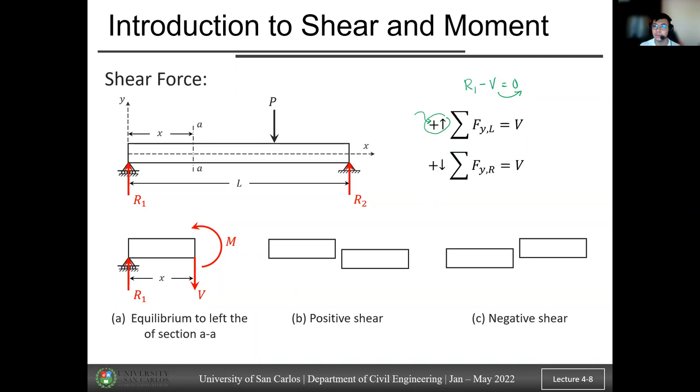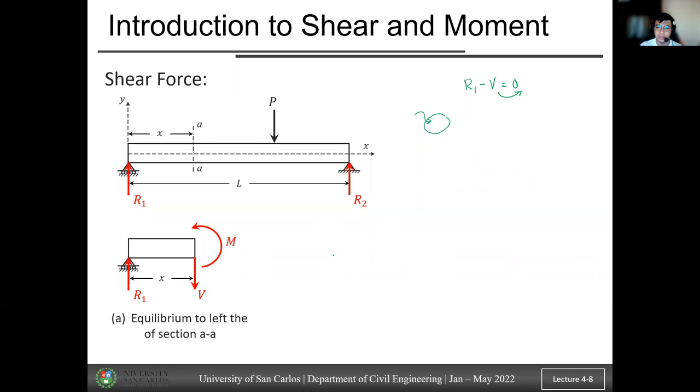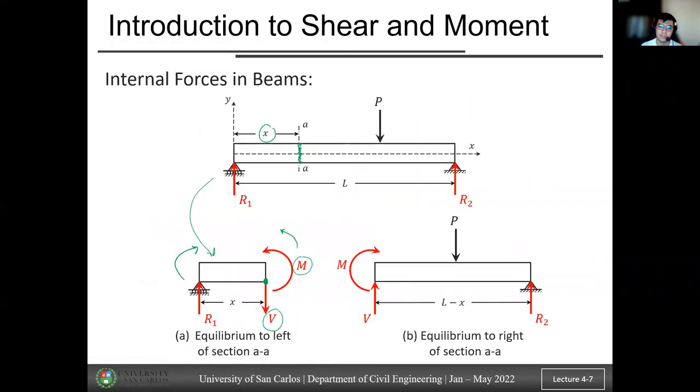As presented on the previous slide, even though we are analyzing it from left to right, I mean the left part and the right portion, the notation for your shear would still be the same on the left and the right. So you won't get confused, for example, earlier on the previous slide: if you cut it on the left and your shear is going downwards, all you have to do is to make it opposite on the right side of the beam.